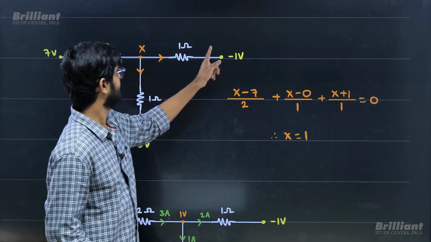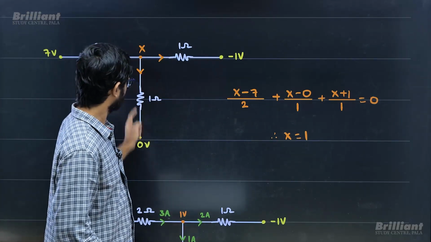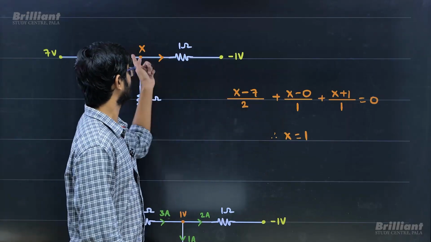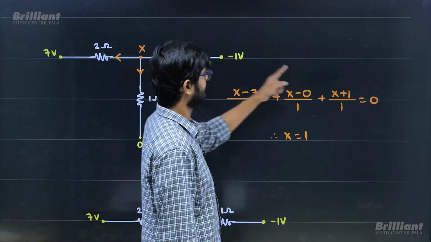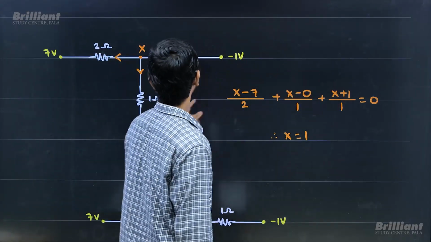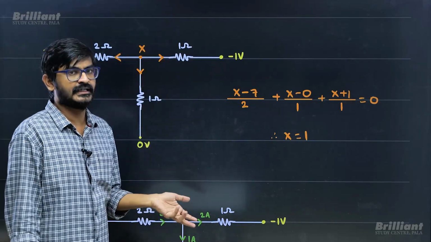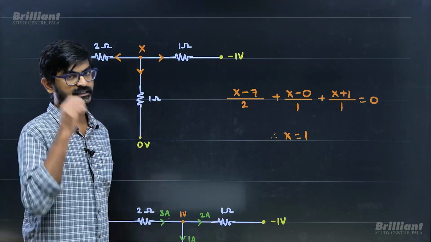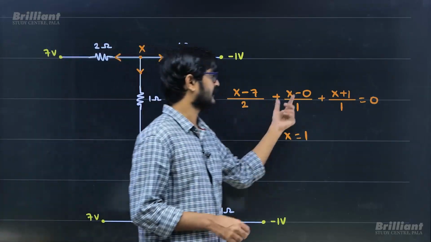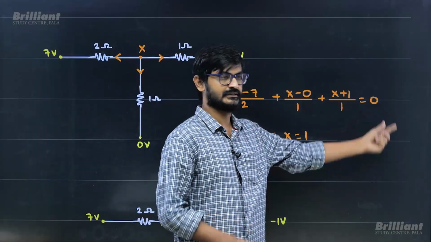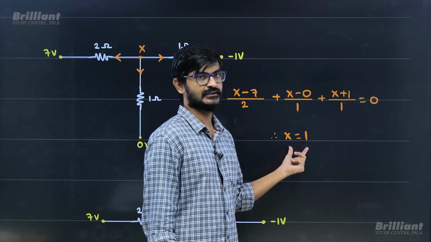This outgoing current is (X minus 0) by 1. This outgoing current is X minus of minus 1, which will be (X plus 1) by 1. So outgoing current plus outgoing current plus outgoing current, the net outgoing current, must equal the net incoming current, but the net incoming current there is 0. So net outgoing current equals net incoming current, which is 0. When you solve for X, you will get X equals 1.